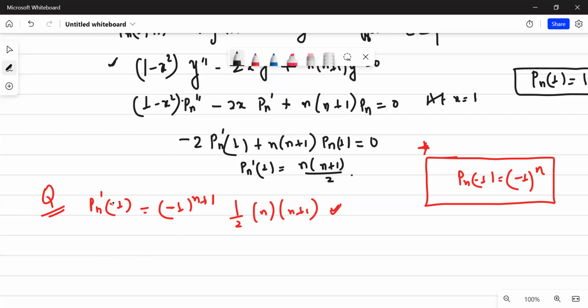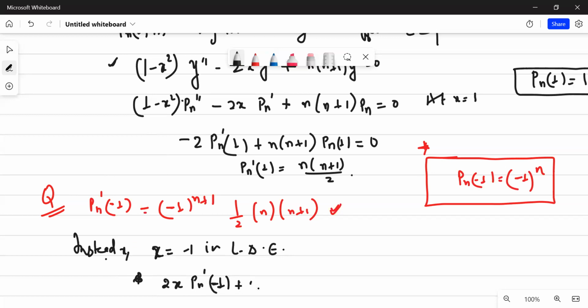So all you need to do is that instead of x, replace x equal to minus 1 in the Legendre's differential equation. So in Legendre's differential equation, just replace x equal to minus 1. You will get, so this particular term will go to 0, and this will become 2x, and then this is Pn dash minus 1 plus n into n plus 1, and this is minus 1 raised to power n equal to 0. Is that clear?